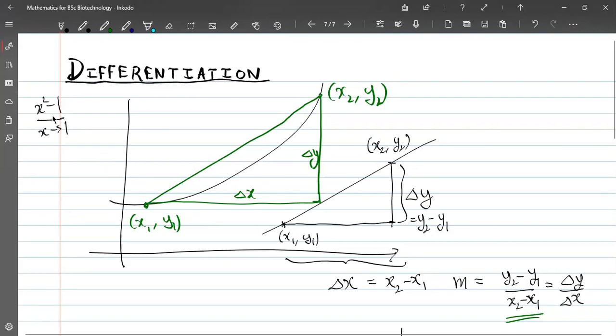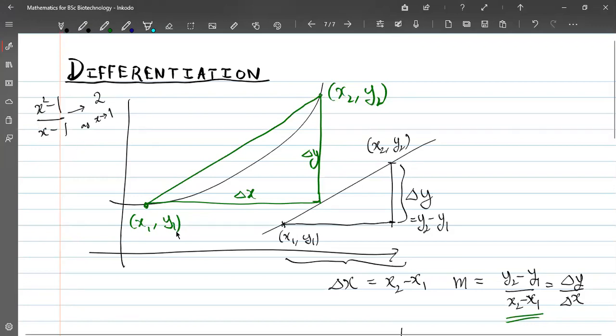This is a function that is defined everywhere except at 1. So it is not defined at 1. Nevertheless, we were able to find its limit as x approached 1. And we could say that this approaches 2 as x approached 1.